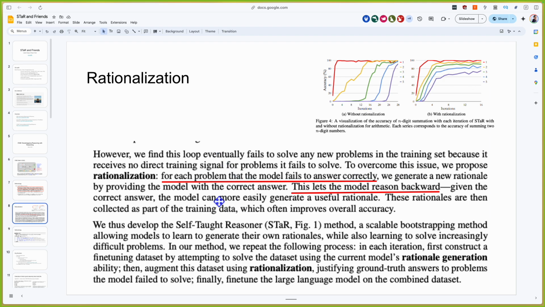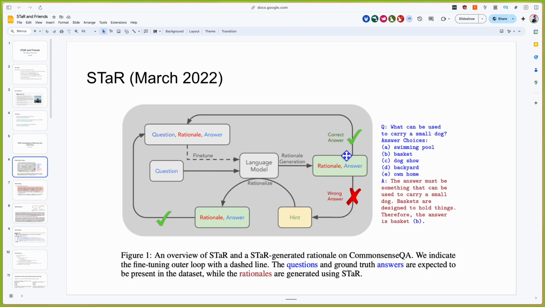So to overcome this issue, they propose rationalization. For each problem that the model fails to answer correctly, we generate a new rationale by providing the model with the correct answer. This lets the model reason backward. So okay, you failed to do the correct path, right? And here we're doing only the positive fine tuning. The next thing we do is we give a hint by giving it the answer and then backwards rationalizing what rationale would have led to the right answer, and then throwing that into the data set for fine tuning.